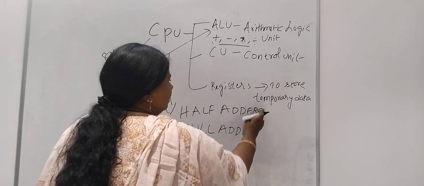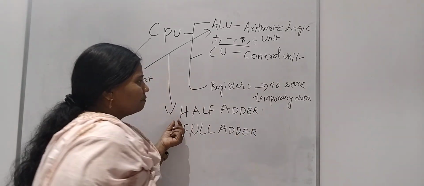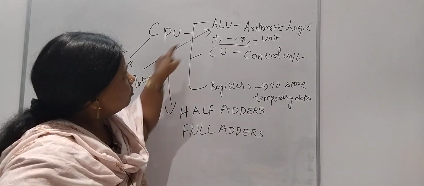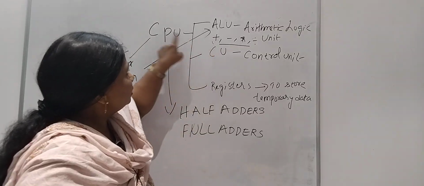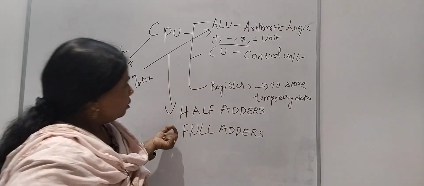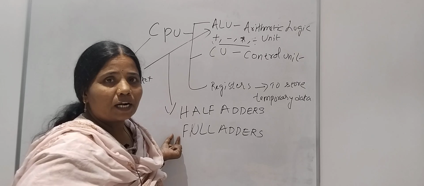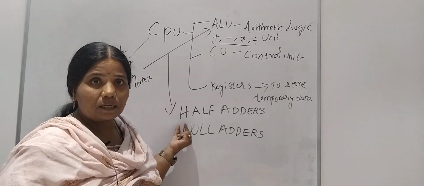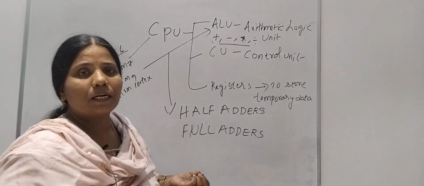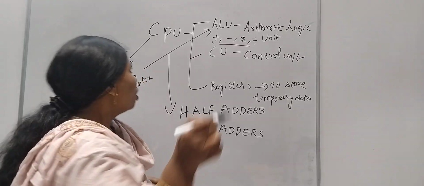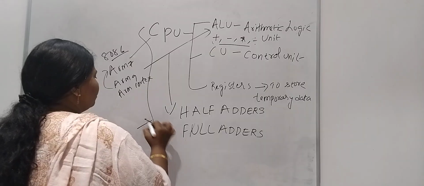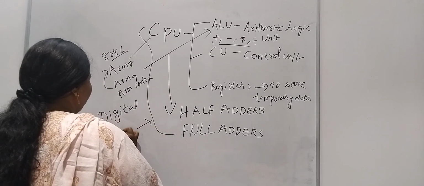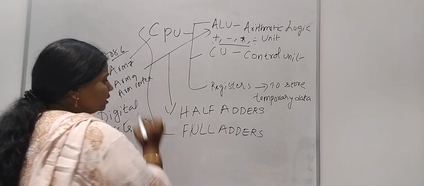Okay, full adder. So here you are going to have half adder circuits and full adder circuits in your ALU to perform the addition which is present in the CPU. Now what are these half adder and full adder circuits? Whenever you study logic gate circuits, adder circuits, multiplexer, demultiplexer, memory, CPU, all these circuits come under digital circuits.